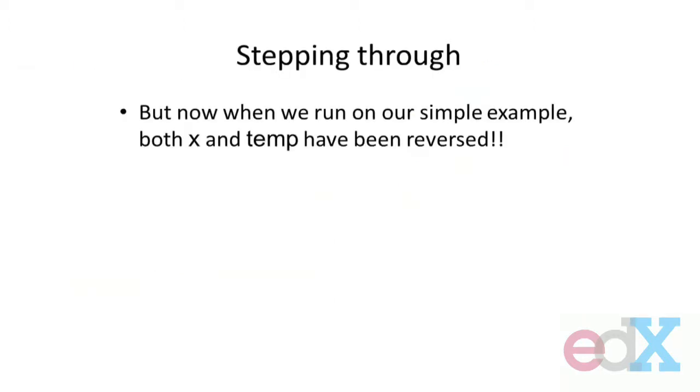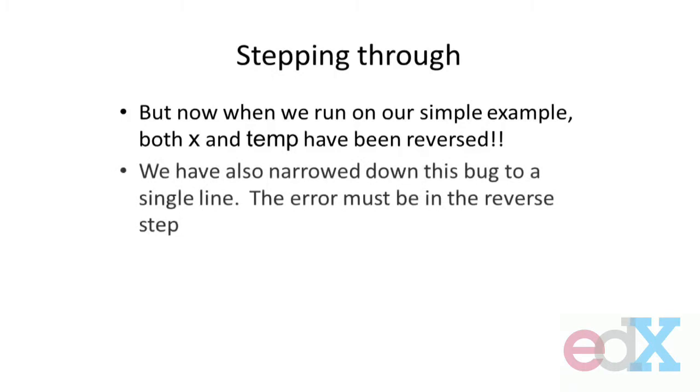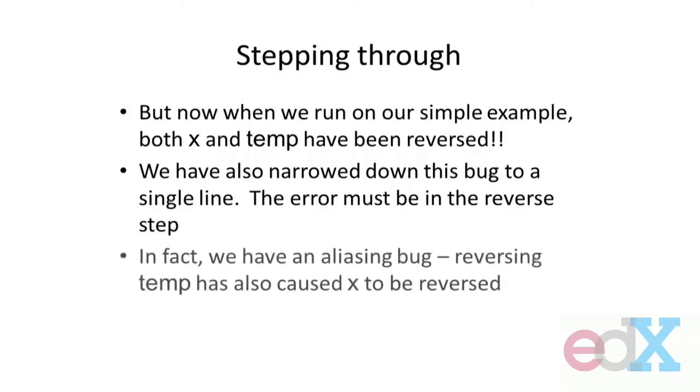What's going on here? Well, we've now narrowed it down that somehow the bug has to be in that line where I'm doing the reverse. Because beforehand, they're in the right form. Afterwards, temp got reversed, but so did x. And that's a hint. That says I've got an aliasing bug.